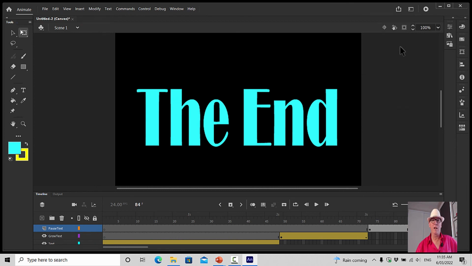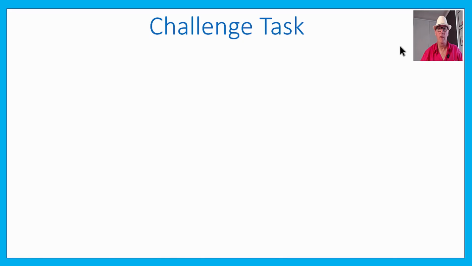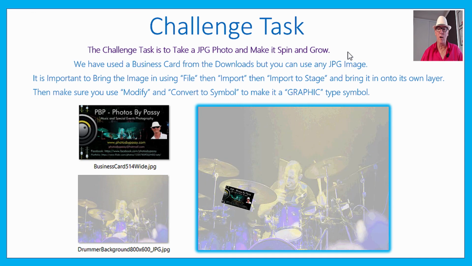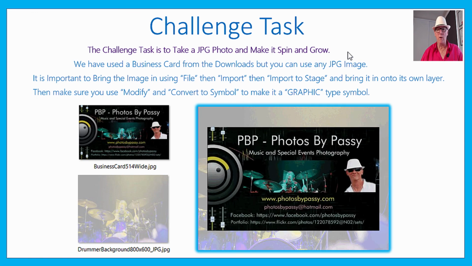All right, so that's the end of the live demo. Let's get back and wrap this lesson up. All right, so the challenge task. The challenge task for you is we're just going to give you this drummer background, a business card in the download. You can get a different photo and background if you want. But the idea is we're just doing the spin and grow thing on it. All right, so it'll just kind of randomly jump around the screen, and then it'll have that.